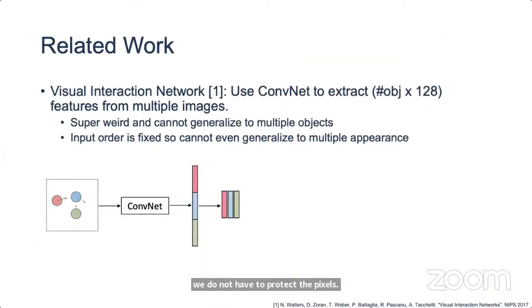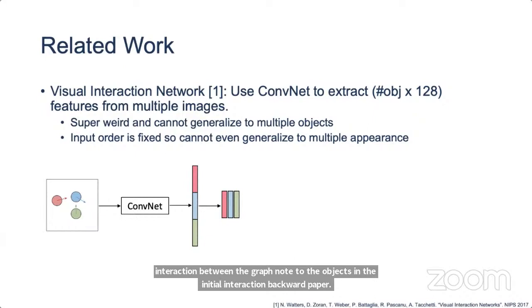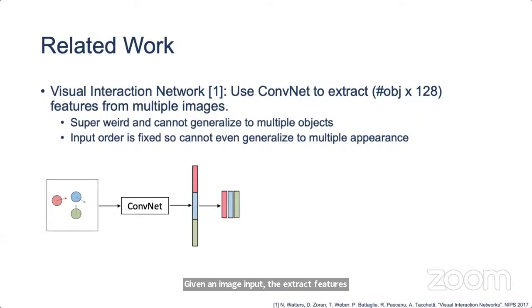So let's see how previous work extracts visual features from images. We focused on work using interaction networks for prediction. The interaction network provides an object-centric representation, taking the objects as graph nodes and modeling the interaction between the graph nodes, the objects. In the visual interaction network paper, given an image input, they extract features for the whole image and use different channels in the feature map to represent different objects. And then they do interaction reasoning among these object features.